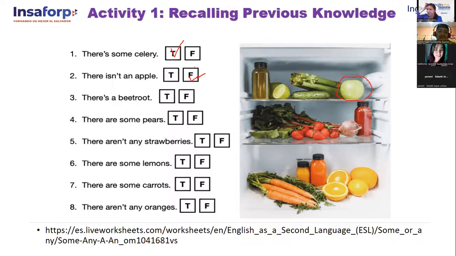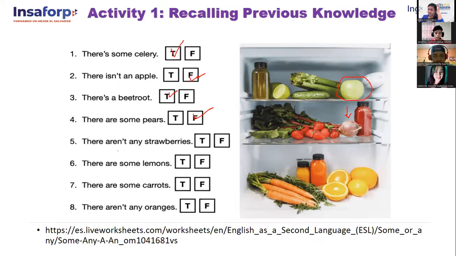There's a beetroot. What is beetroot? It's similar to remolacha. Yes, it's true. There are some pears. False. Exactly, it's false. We don't see pears, right? Okay, there aren't any strawberries. True or false?